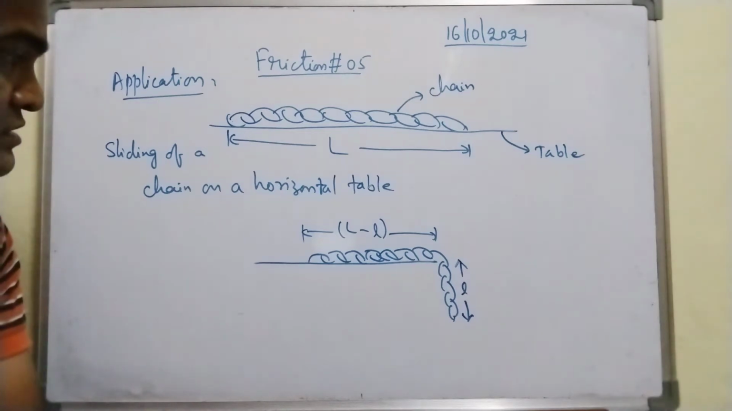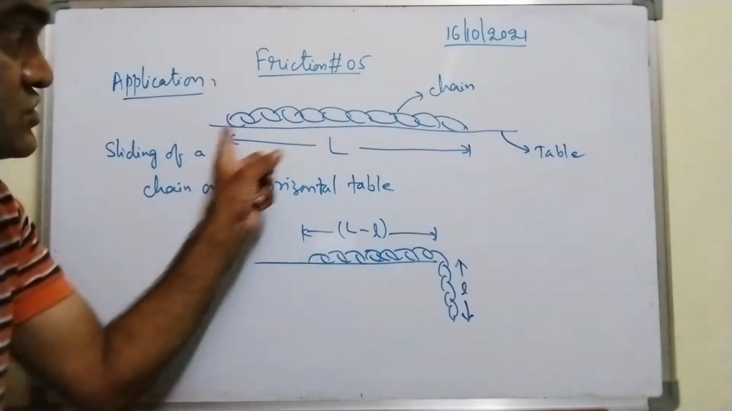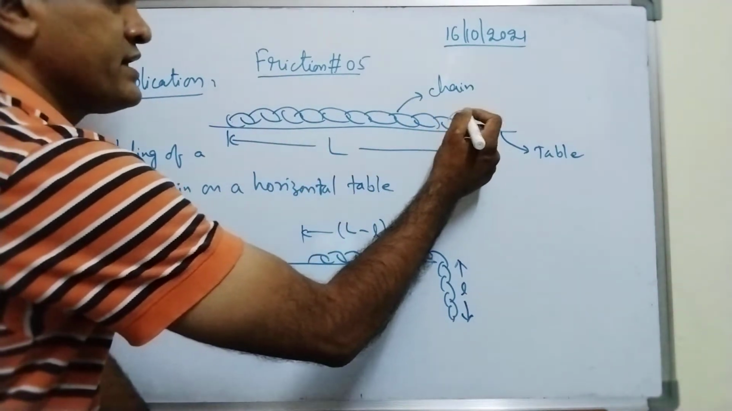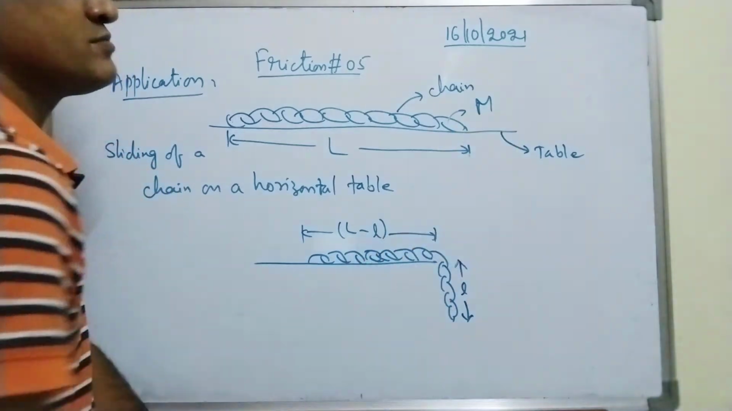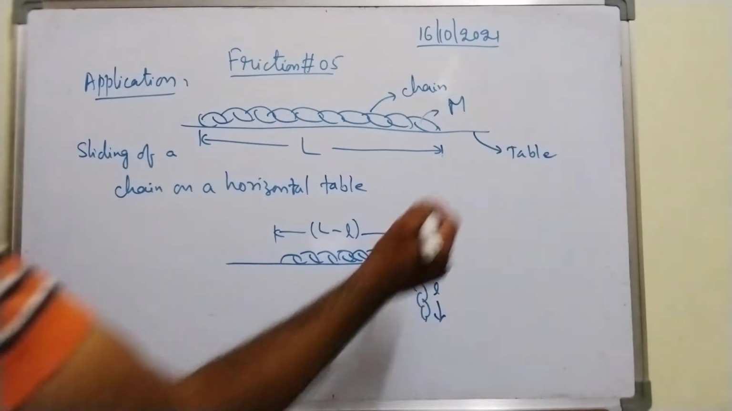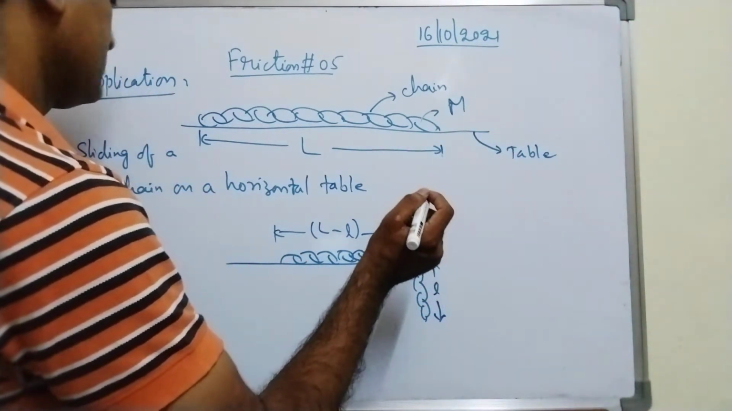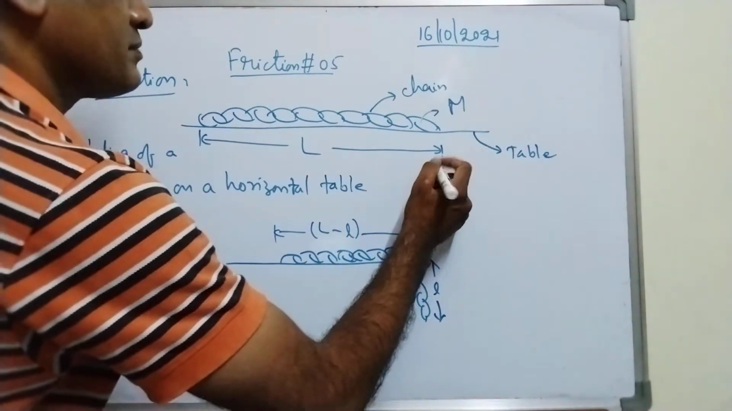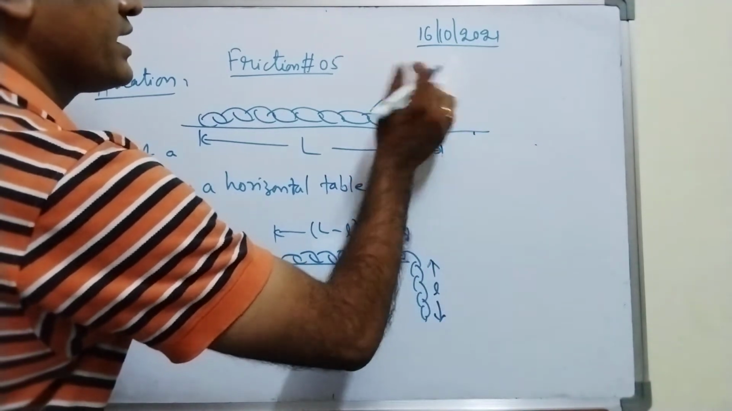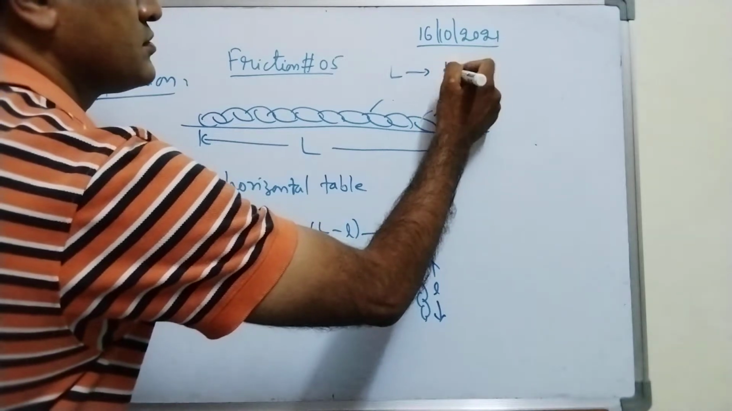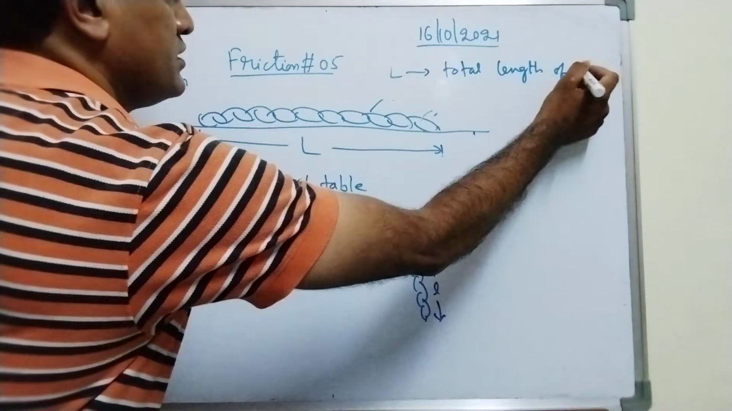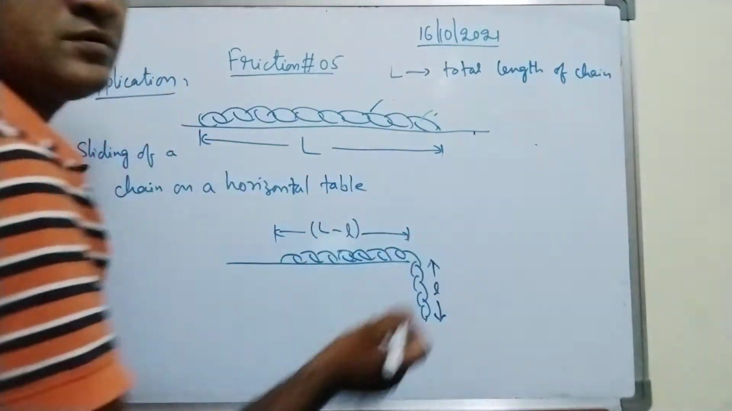For this total length of chain L, let me take its mass as capital M. What is M? Capital M is the total mass of the chain. Let me write here: capital L is the total length of the chain. That is good.